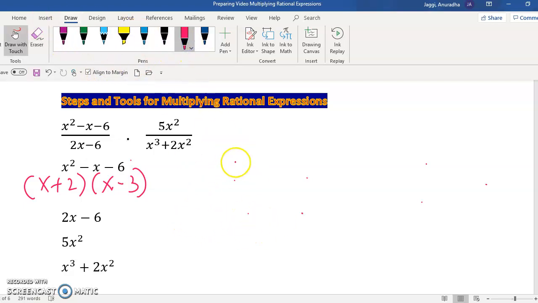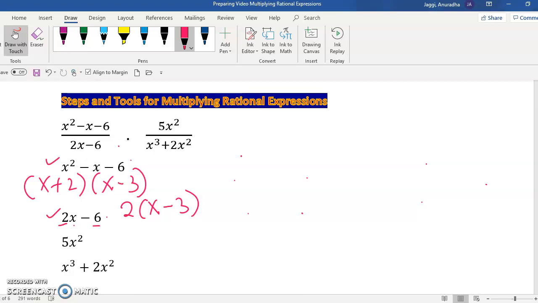Okay, so now this denominator. So we see that 2 goes into 6. There is no variable here, so no variable can be factored out. So 2, if you factor it out, you need to make a 2x, so 2 times x, and you need to make a negative 6, so 2 times negative 3. So this is how you have factored out. So this is done, this is done. Let's go to the next one.